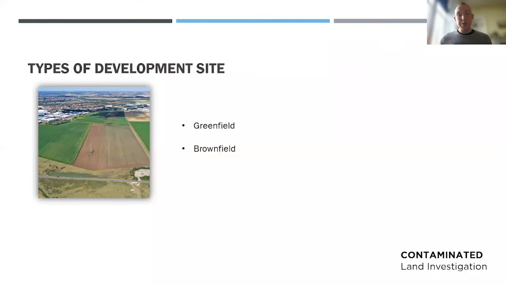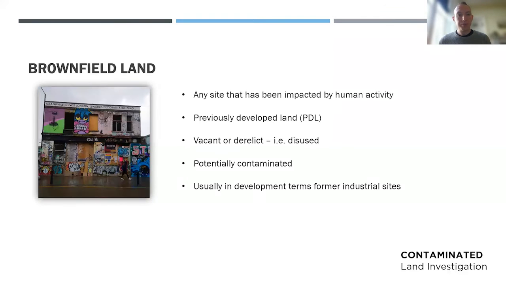So the main 2 types of development site are greenfield and brownfield. Greenfield is undeveloped. Brownfield land has been developed before, and it sounds simple enough. So first, what is brownfield land? It's any land that has previously been developed by people. In terms of planning law, brownfield refers to sites that are vacant or derelict, so out of use. This image here is a pub in London that closed in the 1990s and was going to be redeveloped, which is sort of a perfect example of a brownfield site.